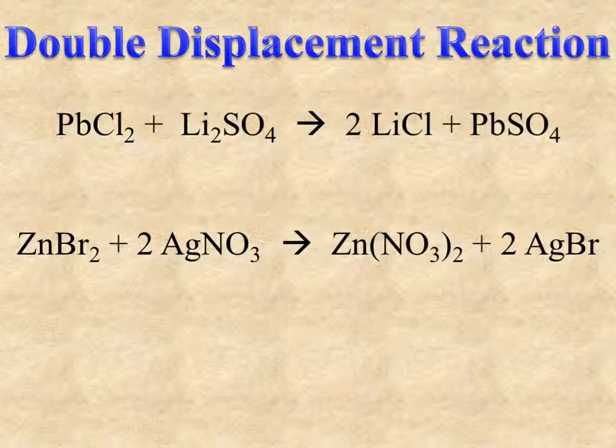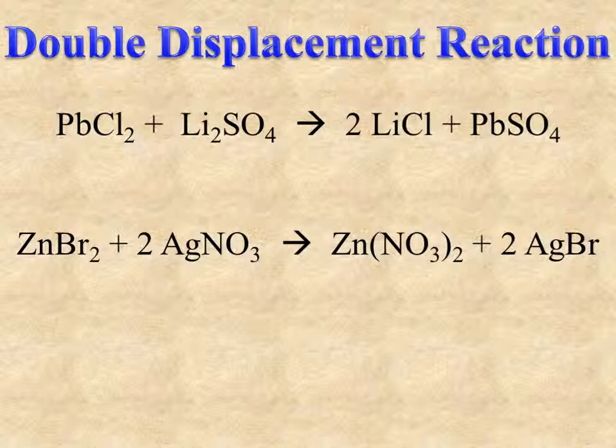The second type of replacement or displacement reaction is known as a double displacement reaction. And think of the same analogy going to the dance, except now you've got two different couples that are dancing. And at some point they decide to switch partners. So in the first example here you have lead originally dancing, if you will, with chlorine for lead 2 chloride. And then you have lithium dancing with sulfate for lithium sulfate. At some point they switch partners. The lead goes with the sulfate and the lithium goes with the chlorine.